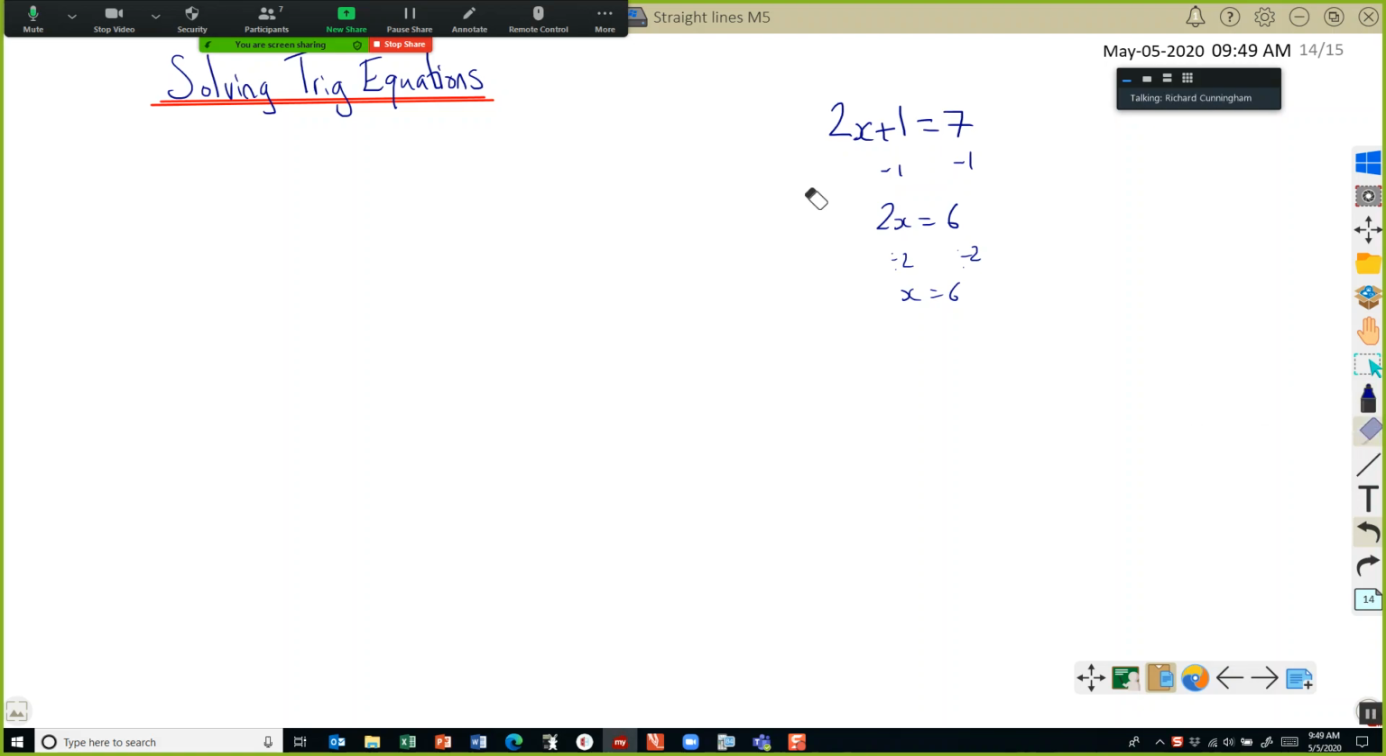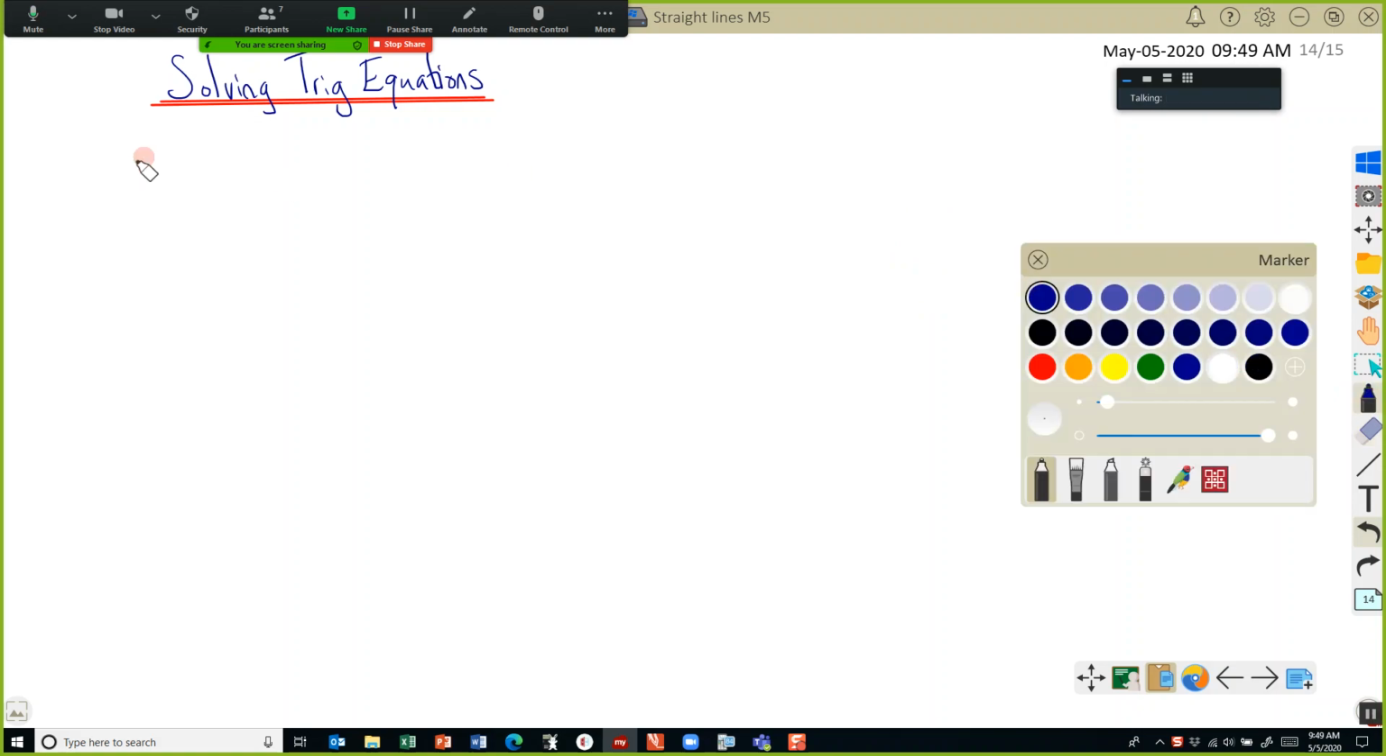Okay, so solving trig equations is really no different to solving a regular equation, except we are solving for an angle. These types of questions are really common, so you will be pretty much guaranteed one.